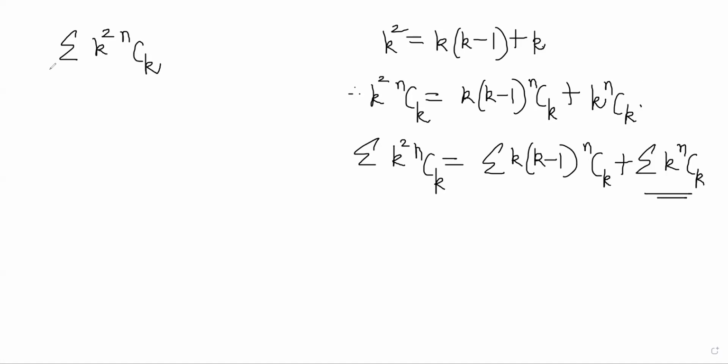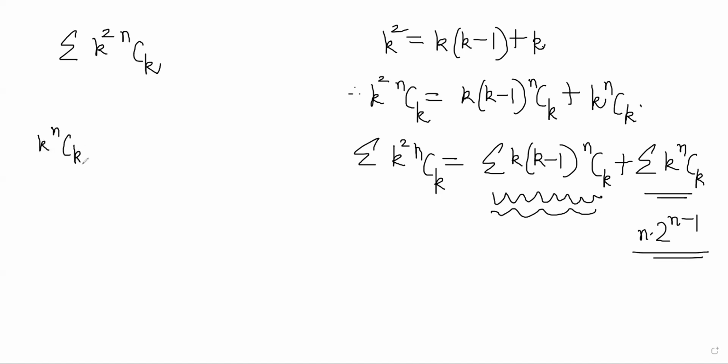And we have already done k nck summation in the previous screen. So that is n into 2 power n minus 1. This we know already. We just have to find this now, right? Now, how do I do this? The way to do it is simple. We say that k times nck was equal to, we know k times nck was equal to n times n minus 1 c k minus 1, right?